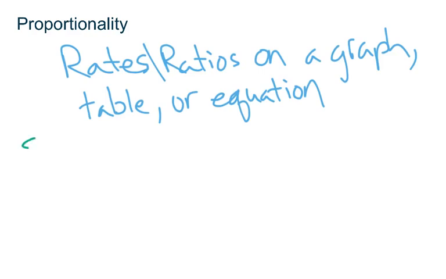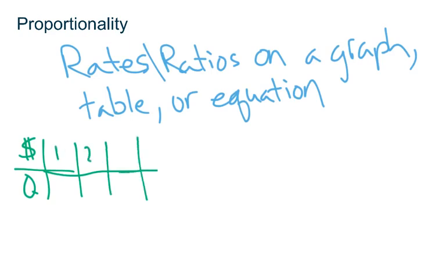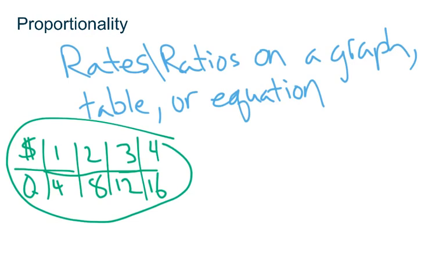Let's just do it again. So we have dollars and we have quarters, and we'll just do a few of them. We have 1, 2, 3, 4 dollars, and then 4, 8, 12, and 16 quarters. So this is a proportional relationship in a table, and we're going to have to be able to look at a table and determine if it is proportional or not. I'll explain how to do that in a minute.